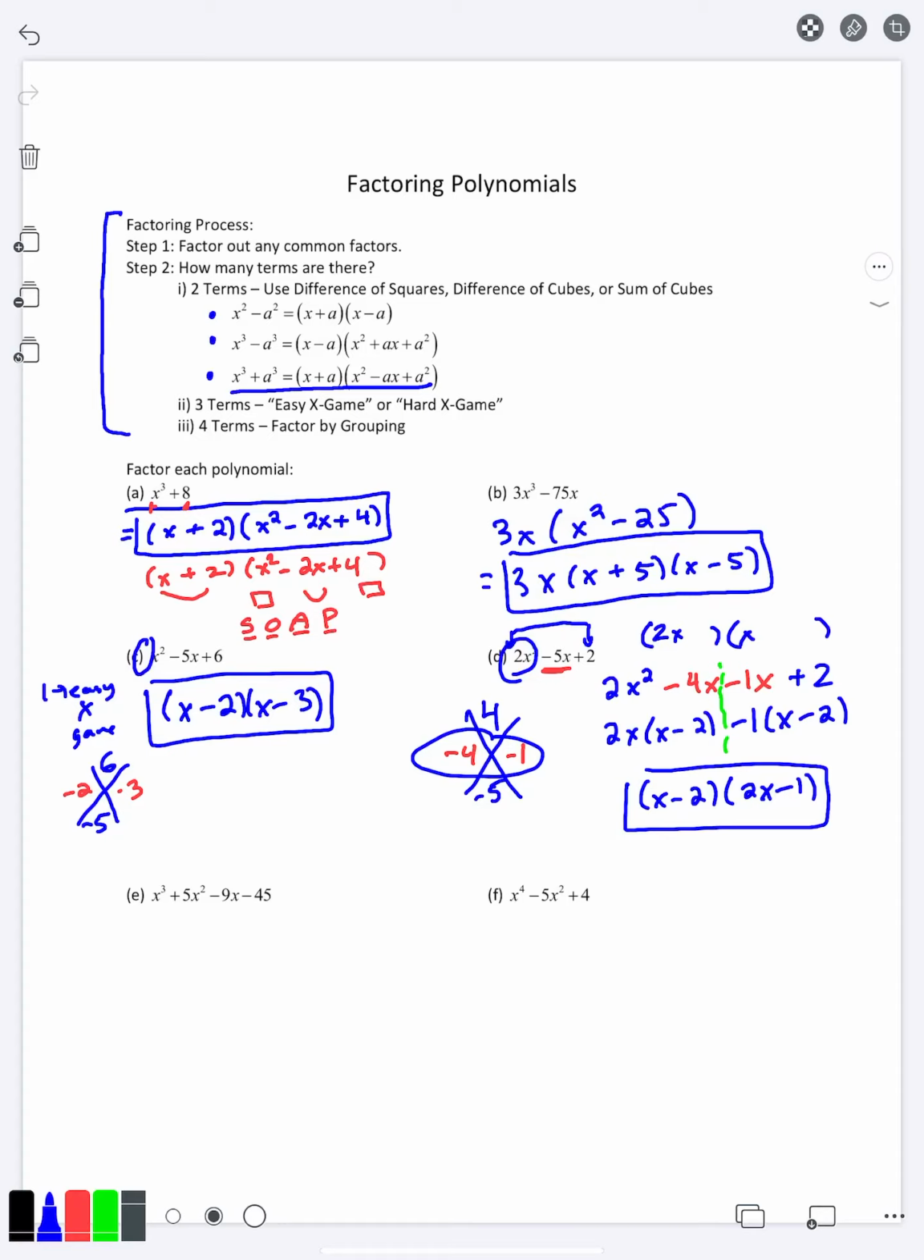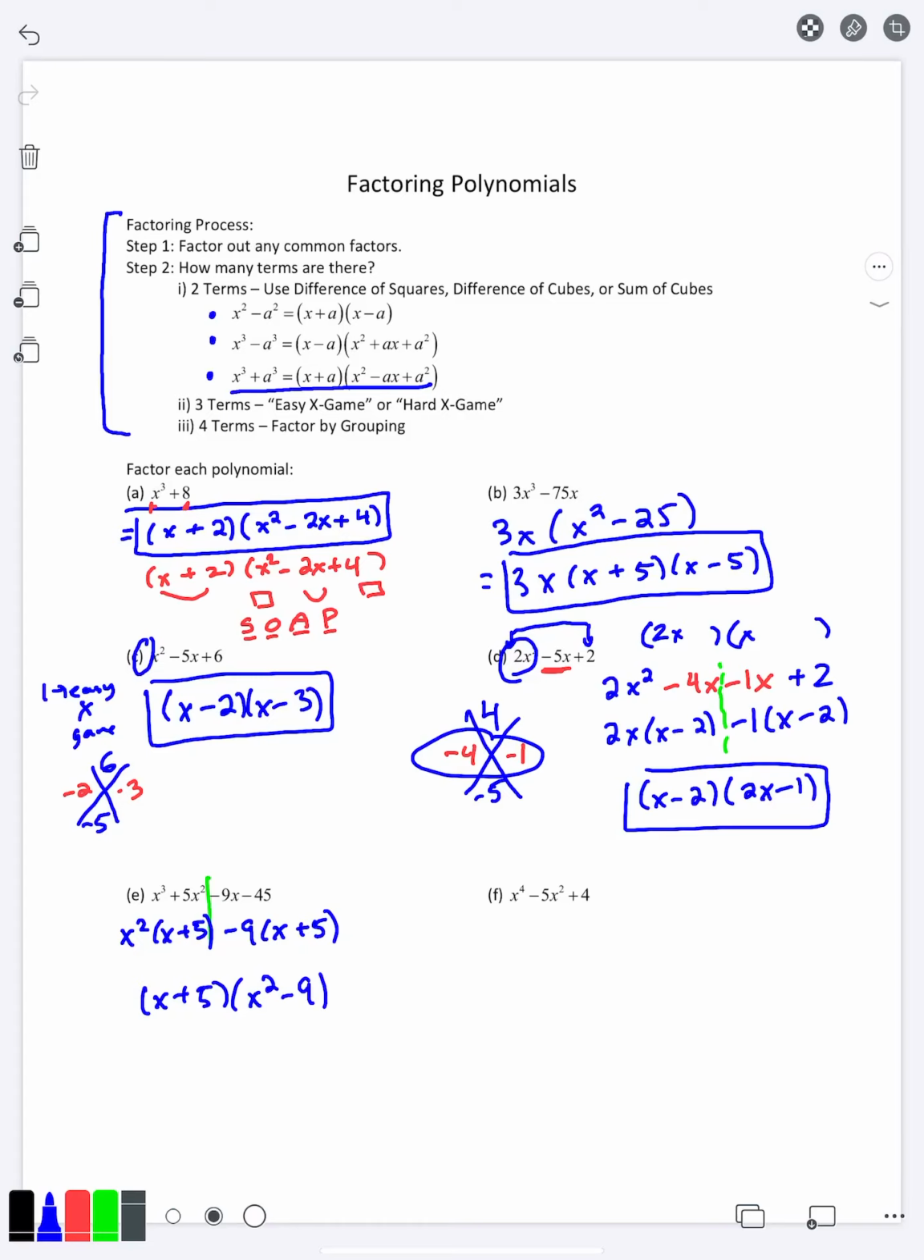Continuing on though, if I look at part E there, no common terms, but there is 4 terms right away, so we know it has to be factored by grouping. We see there's an x squared in common on the left. We see there's a negative 9 in common on the right. We factor out the common x plus 5, leaving us with x squared minus 9.